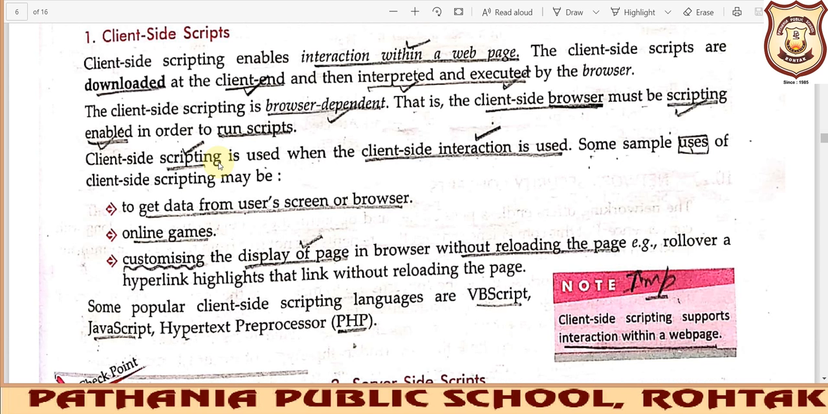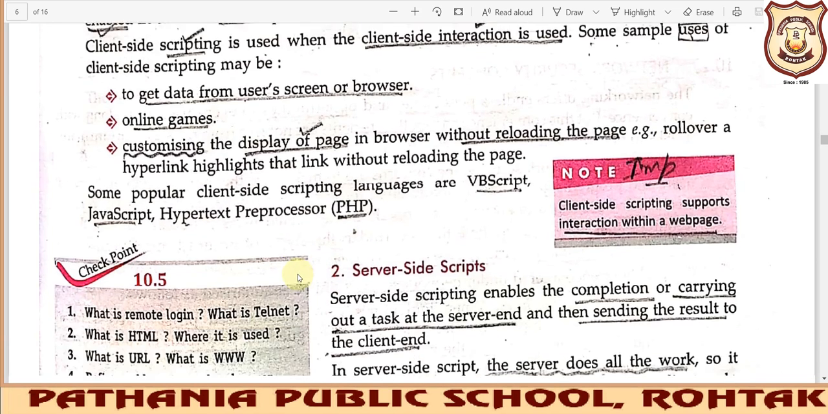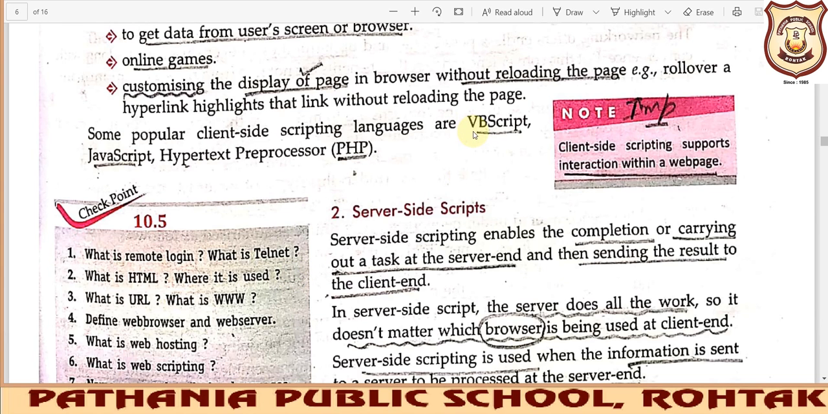Fine. Next come the examples. What are the examples? Like VB script, JavaScript, PHP. You must learn these examples, because in exams you can be asked for them. They will give you a few scripting languages and ask you to extract the client side scripting languages and the server side scripting languages. So examples for client side scripting languages: VB script, JavaScript, and PHP. The full form of PHP is hypertext preprocessor. VB stands for Visual Basic Script.